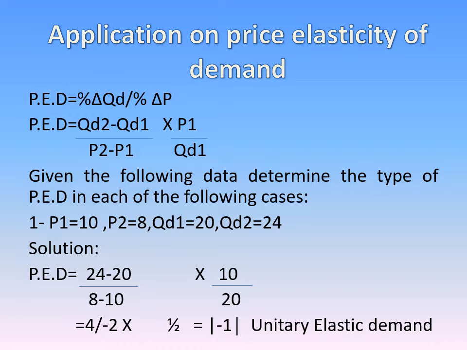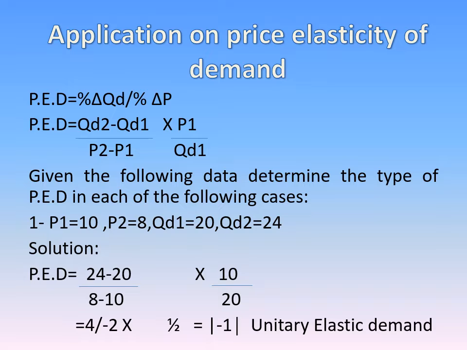So we are going to have new data for the previous or first price and then the second price. And then we are going to find QD1, which means the first action and first reaction. QD1 is the reaction for P1. And then what is the second reaction for P2? Let's make it more clear. Given the following data, determine the type of PED in each of the following cases. So here we have an example. You might have some other numerical examples in your exam, and you are required to find the value of PED and the type of price elasticity of demand.